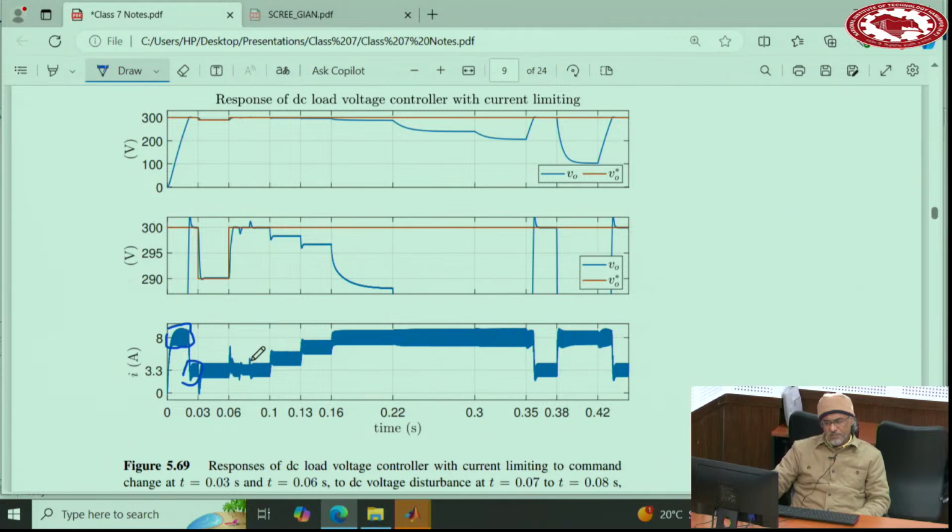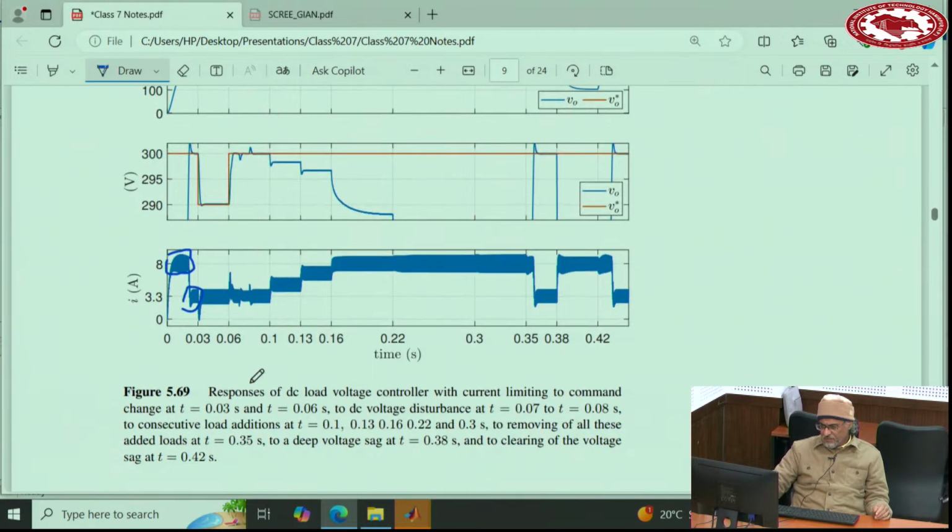A couple of disturbances are applied on VC, for instance. I think DC voltage disturbances at 0.7 and 0.8. These two, basically no impact. The voltage remains and the current is also the same.